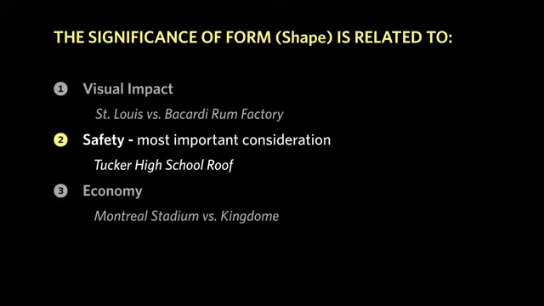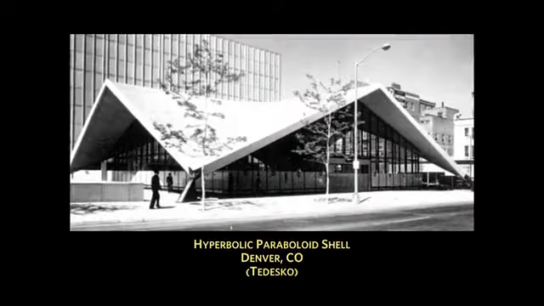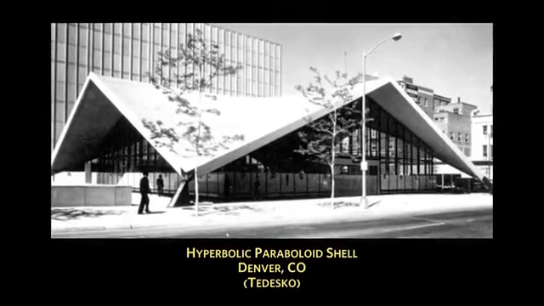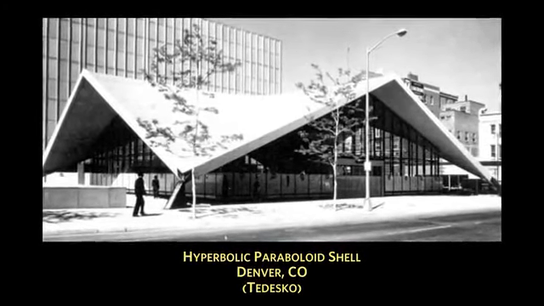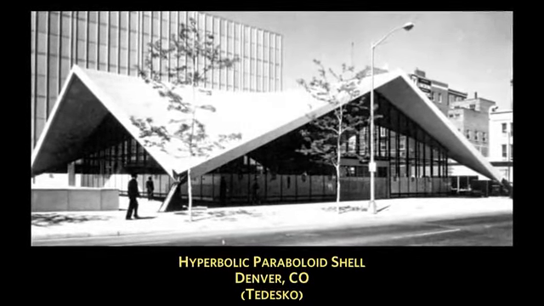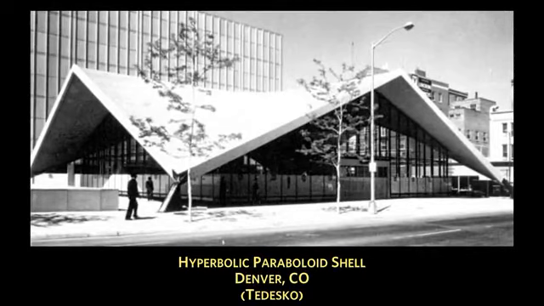But visual impact is certainly not as important as safety. Safety is the most important consideration when choosing a form for your vault. The example of safety begins with a thin shell concrete structure designed by Anton Tedesko in Denver, USA. This is a hyperbolic paraboloid shell that was taken down in the 90s because the town wanted to build a high-rise building in its place.